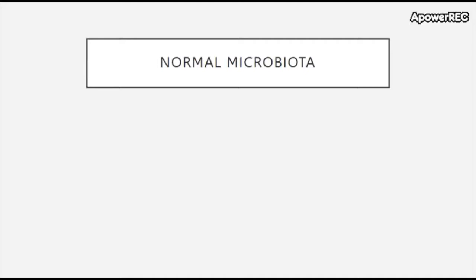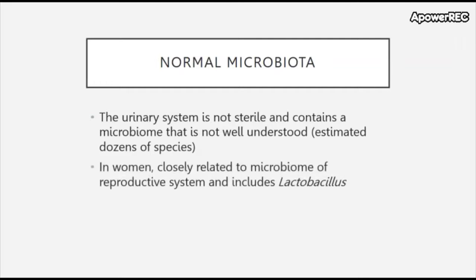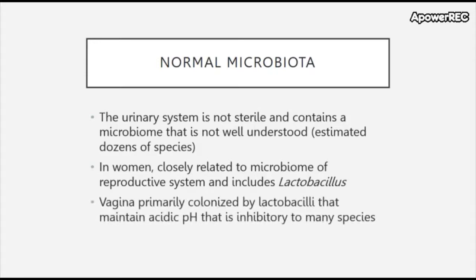Let's keep in mind that there is a normal microbiota associated with the urinary system and reproductive systems. And contrary to popular belief, the urinary system is not a sterile system, and it does contain a microbiome that is not well understood. There are an estimated dozens of species present in the region. In women, the urinary system is closely related to the reproductive system and largely includes Lactobacillus. Lactobacilli are important to the vagina in that they maintain an acidic pH that is inhibitory to many other species.